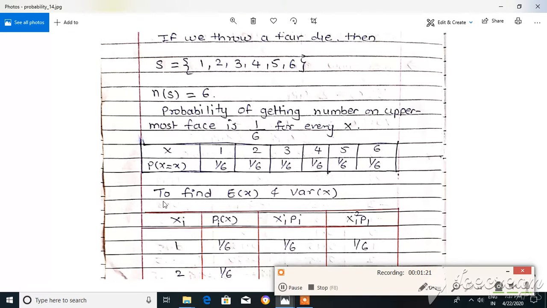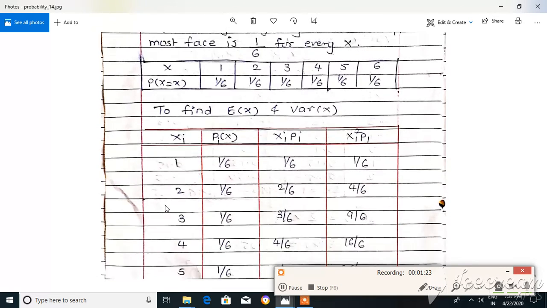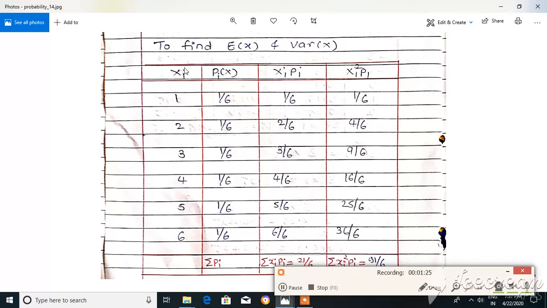Again we have to do the same columns. So those are xi and the corresponding pi's. As we have to find the expected value of X, we want summation xi pi, and for finding the variance of X, we require this summation xi square pi as well as summation xi pi. So here is the table where we wrote the xi's and corresponding pi's.